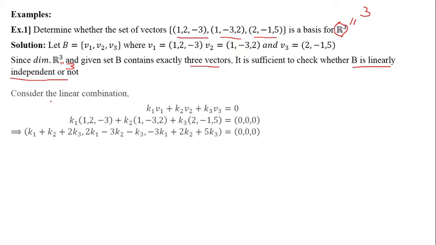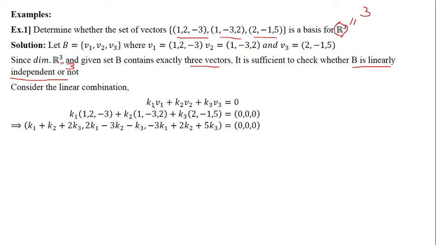Now to check linear dependence, we consider the linear combination of the given vectors, k1 v1 plus k2 v2 plus k3 v3 equal to 0. So put the vectors here: k1 times (1, 2, -3) plus k2 times (1, -3, 2) plus k3 times (2, -1, 5). Simplify this LHS. You will get the first component k1 plus k2 plus 2k3, the second component 2k1 minus 3k2 minus k3, and the third component -3k1 plus 2k2 plus 5k3, equal to 0.